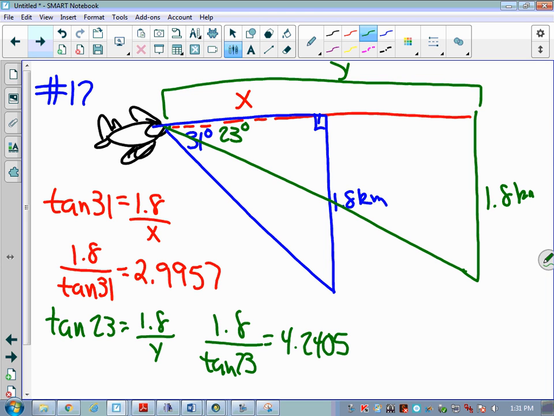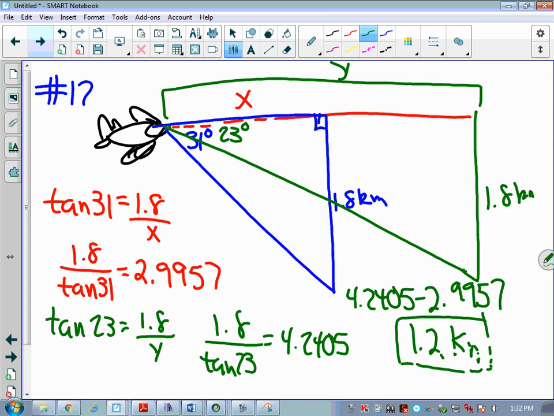4.2405. Now I'm going to subtract 2.9957 from 4.2405. What do you get? 1.24, and that's the important part, because if I don't round it correctly, I'll end up with 1.25, and people will round that up to 1.3. We want 1.2 kilometers. We'll stop right there. I wanted to finish that question because it is pretty tough.